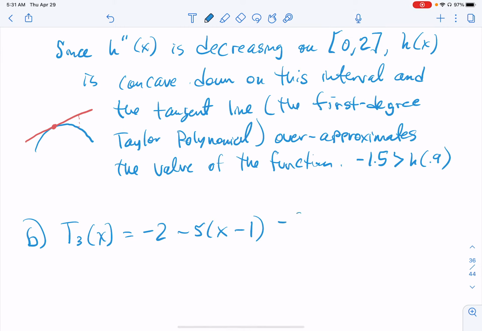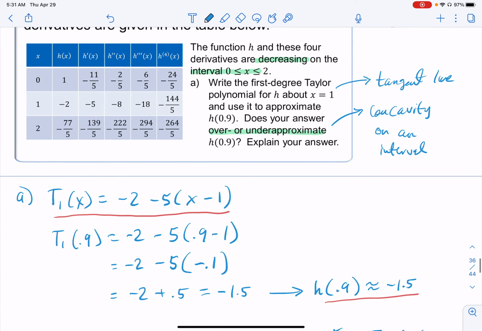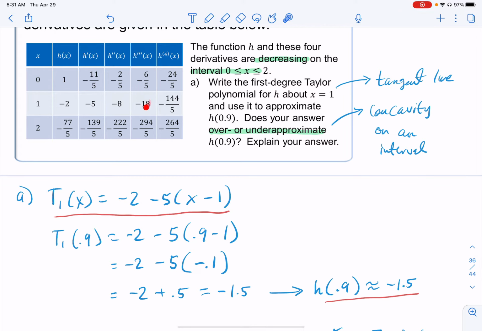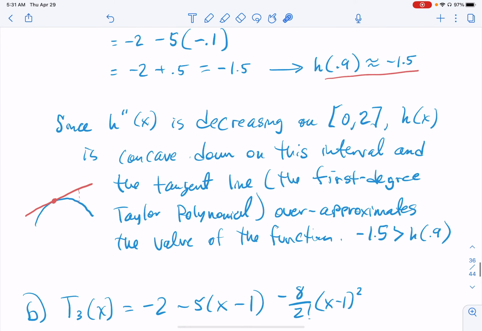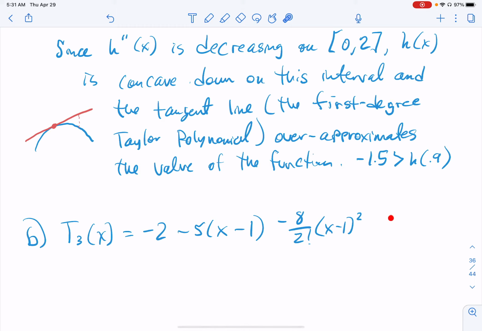So minus 8 over, this one's over essentially a 0 factorial, don't need it. Over a 1 factorial, also don't need it. Over a 2 factorial, yes, I do need it. And then x minus 1 squared. And now we just need one more term. And let's see, we've got negative 18 at the third derivative. Minus 18.